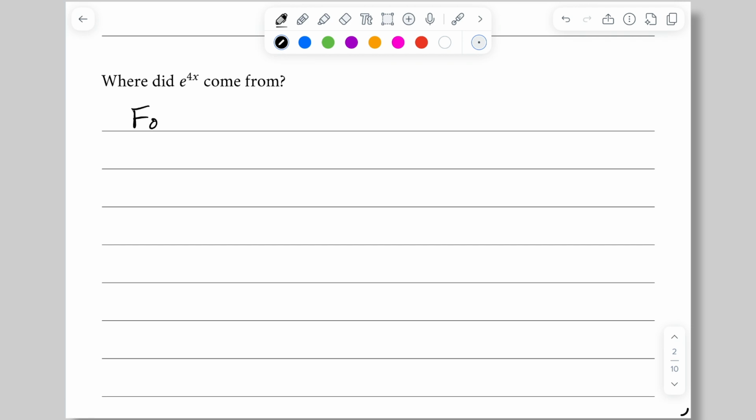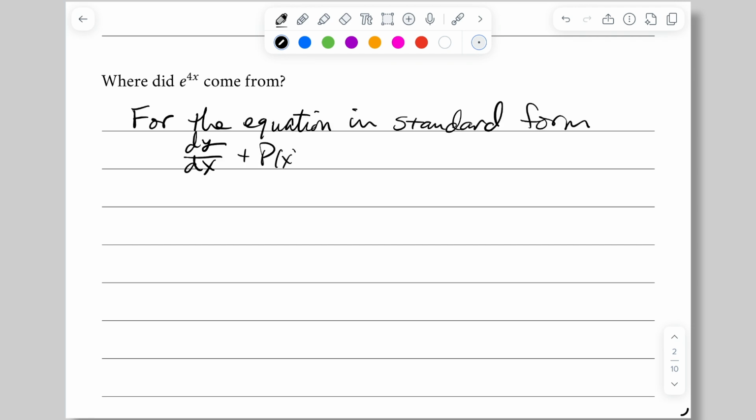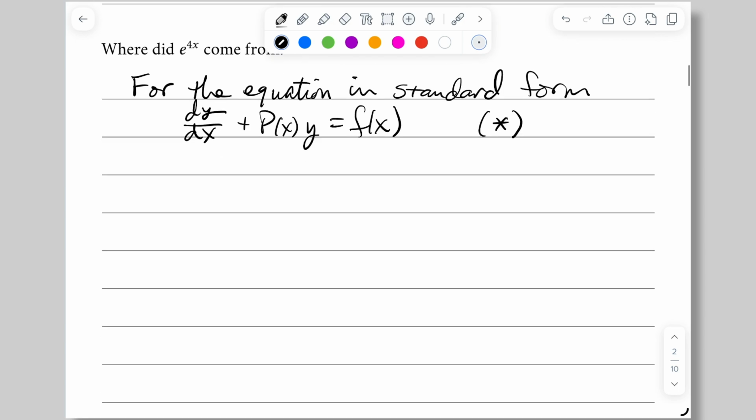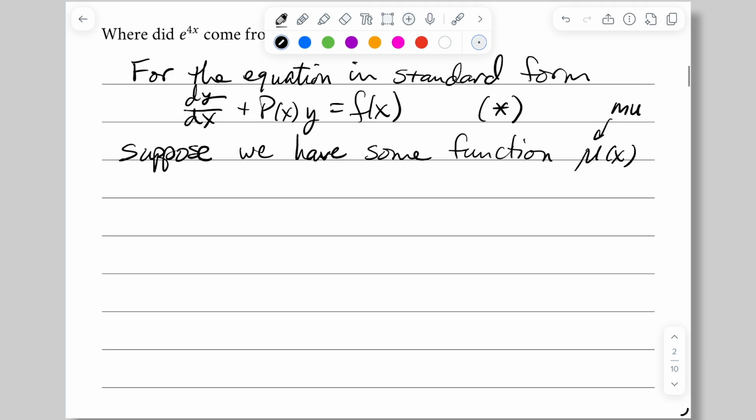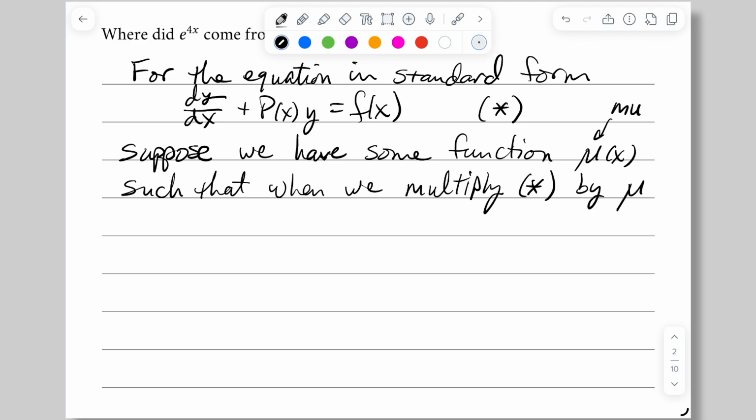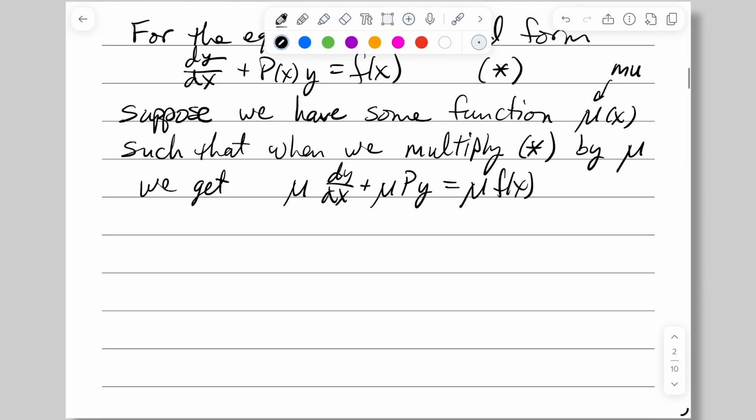Well, for the equation in standard form, dy/dx plus p of x times y is equal to f of x. I'm going to put a star next to that because I'll reference it later. Suppose we have some function mu of x, this is the Greek letter mu, such that when we multiply star by that function of x, mu, we get mu dy/dx plus mu times p of x times y is equal to mu times f of x. So in the previous discussion, the mu was e to the 4x, right?